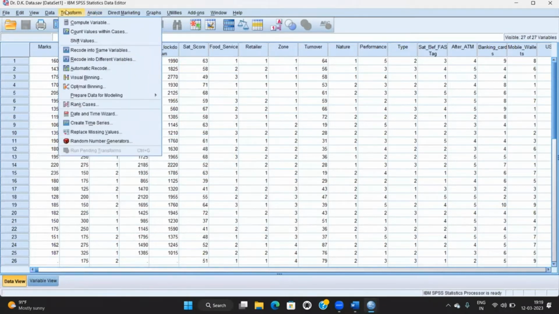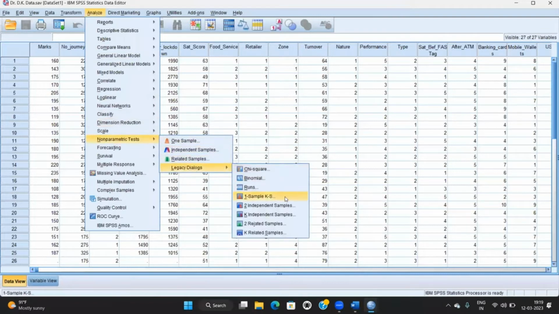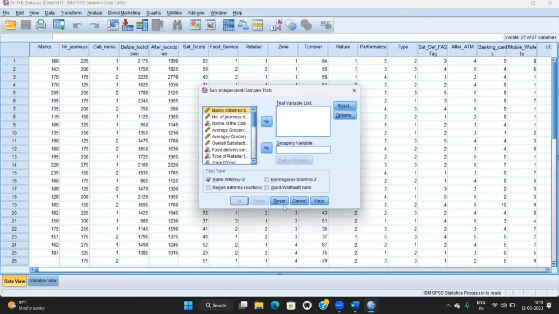So let me repeat the procedure once again. Analyze, Non-parametric tests, Legacy Dialogs, 2 Independent Samples. If you click that, a window will appear like this. Here, first of all, we have to select the test variable. Look at the variables list. What do we have to select? Performance level.